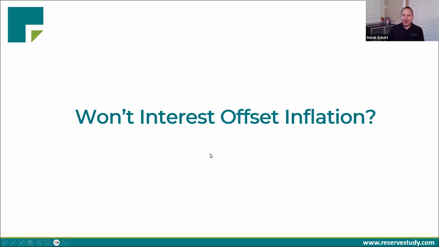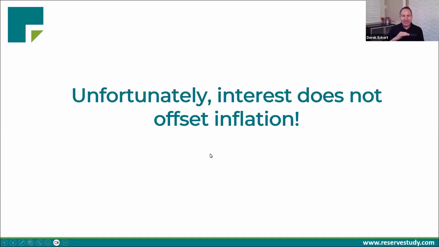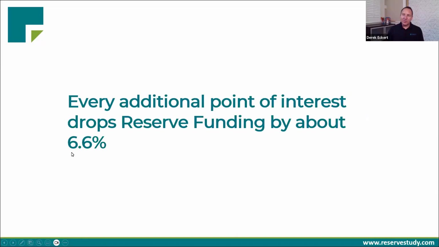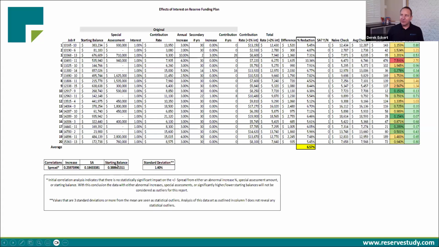But it doesn't offset everything consistently, right? So it does not offset the 22% increase. I'm sorry, the 1% increase in inflation, which needs 22% more in reserve contributions, but it does offset some, and it only offsets it by 6.6%. So every 1 point of interest earned will help offset your needs for reserve funding by 6.6%. And here's all the numbers. Again, we can share them with you.